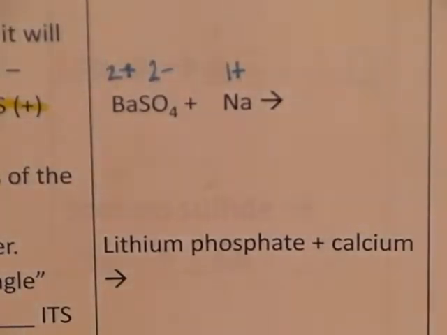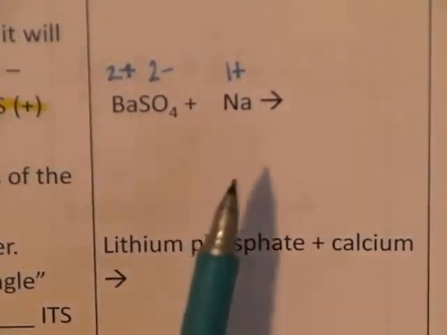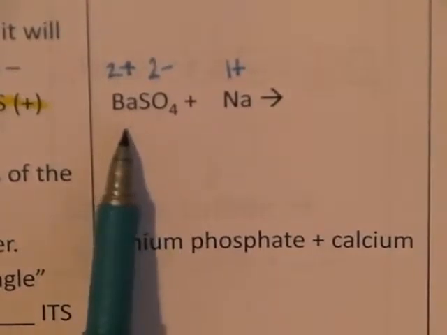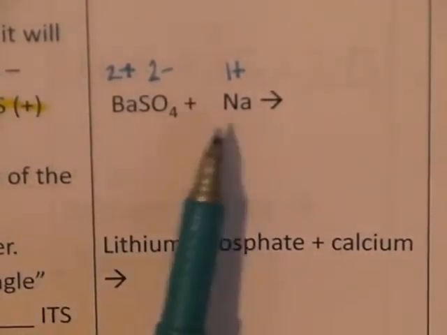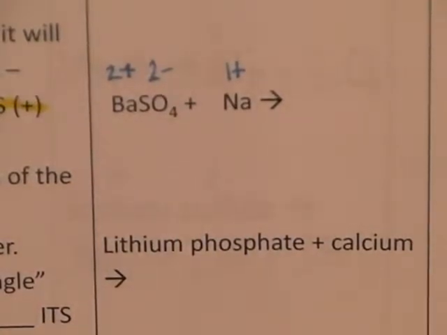All right, so we can see if positive replaces positive, this sodium is going to kick out the barium. Barium's going to be by itself. The sodium and sulfate are the ones that are going to form a new bond. Hence the idea of the Homewrecker reaction, right? Sodium's taking barium's place. Barium has to go live by itself.